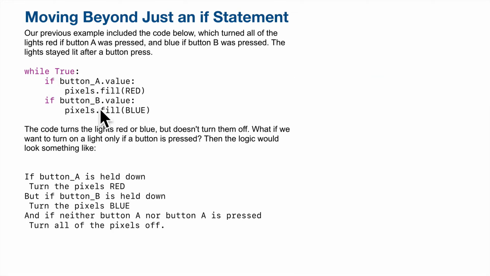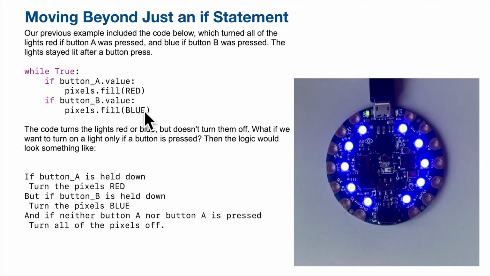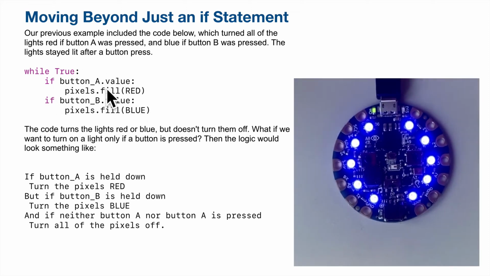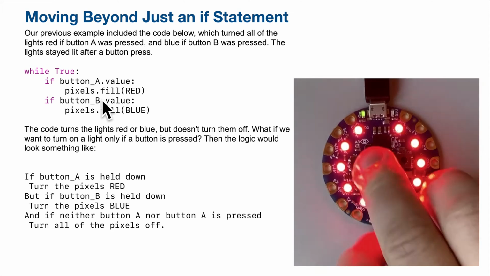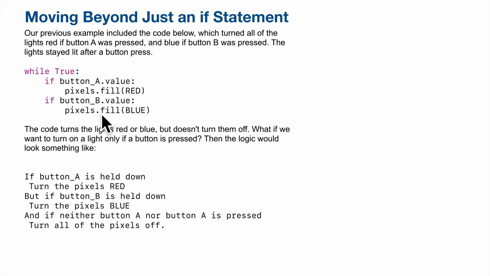Now these are two separate statements here, so it'll execute this one, and then when it's done, it will execute this one. Since while true will go over and over again, as soon as it encounters a button A press, they'll turn red, and it'll remain red until someone presses button B. Then it will remain blue until somebody clicks button A again. These are two separate if statements. Now what we don't have is any condition where we'll turn the pixels off.